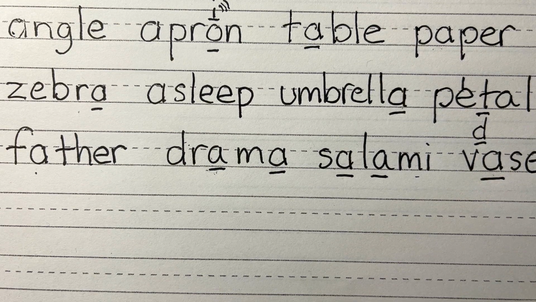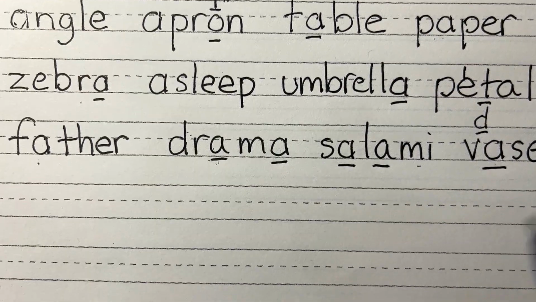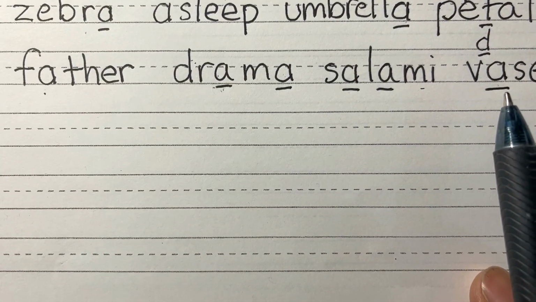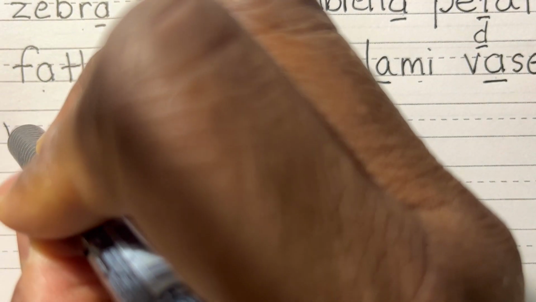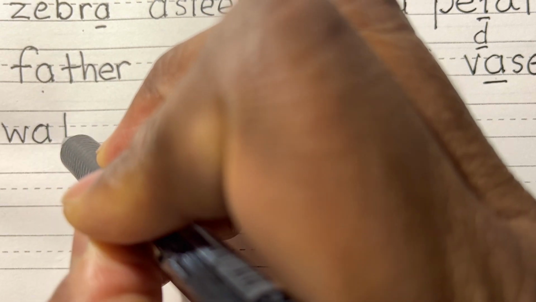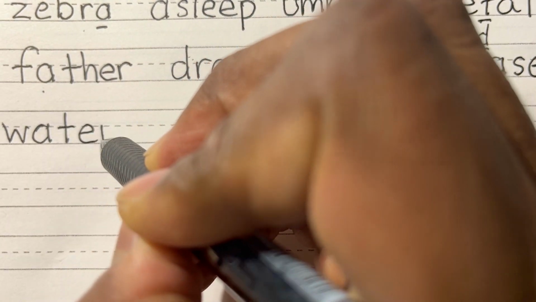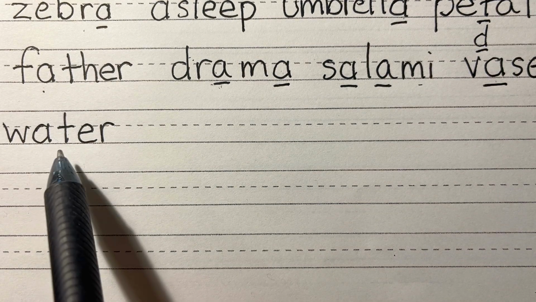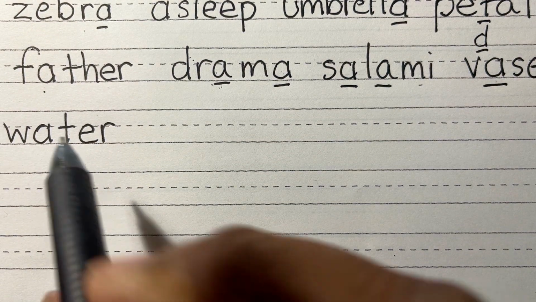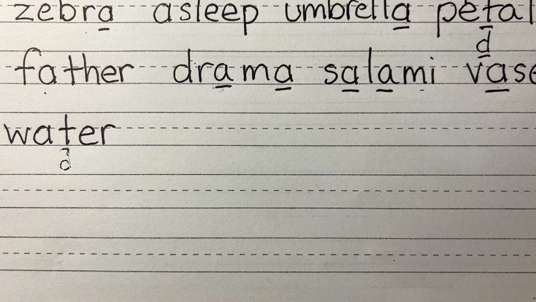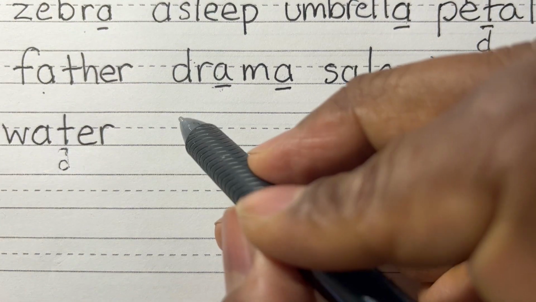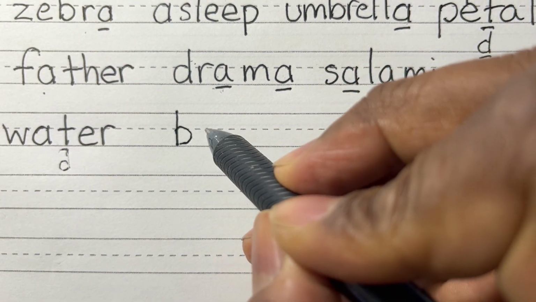Now, we're going to go on to the next, aw sound. The A has an aw sound. Ready? First one. Water. Now, if you want to pronounce it faster, it's going to be water. And then next one. Ball.